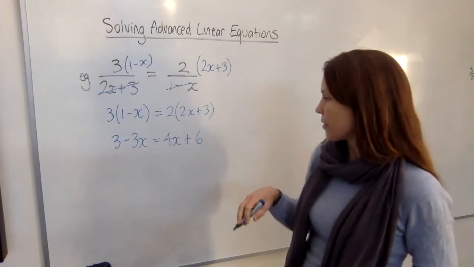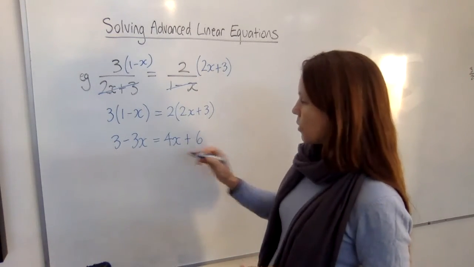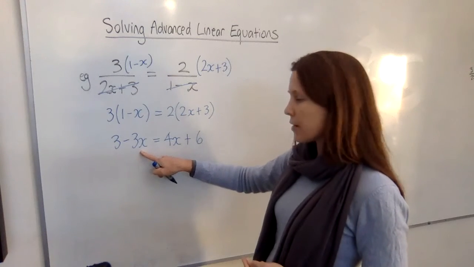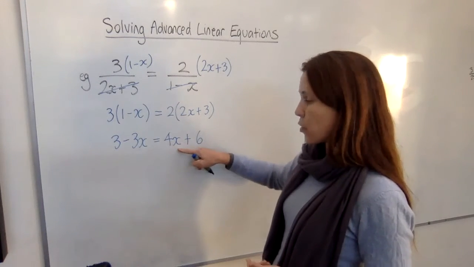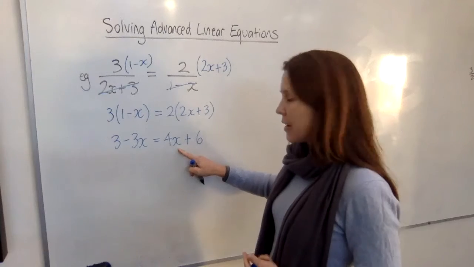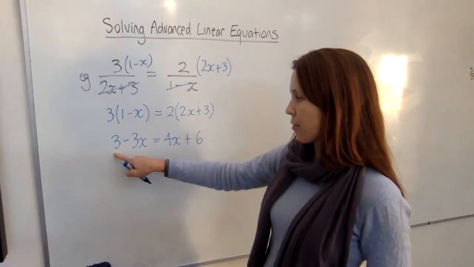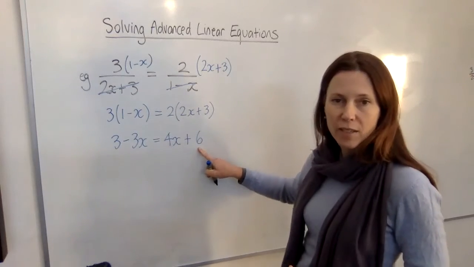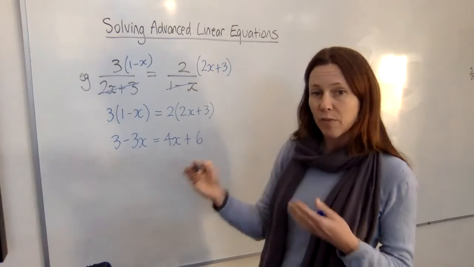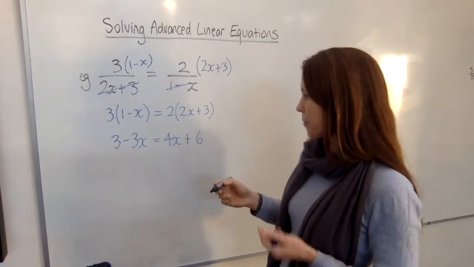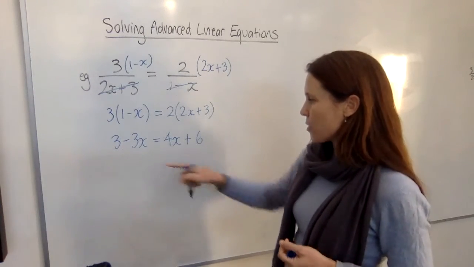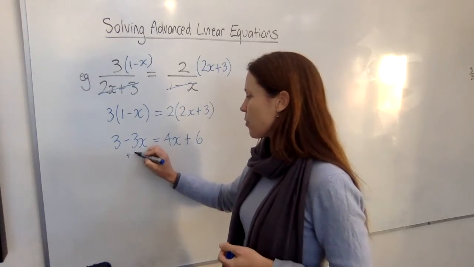Now, gathering together our x's, we could add 3x to both sides to get rid of these, or we could subtract 4x's from this side. It really doesn't matter. We could also gather together the numbers by subtracting 3 from both sides or subtracting 6 from both sides. Take your pick. There's 4 next steps that you could take here. I'm going to keep my x's positive, I think, so I might add 3x to both sides.